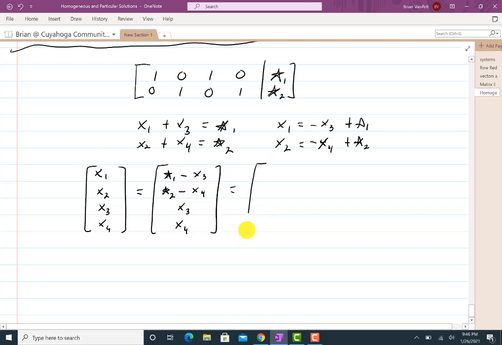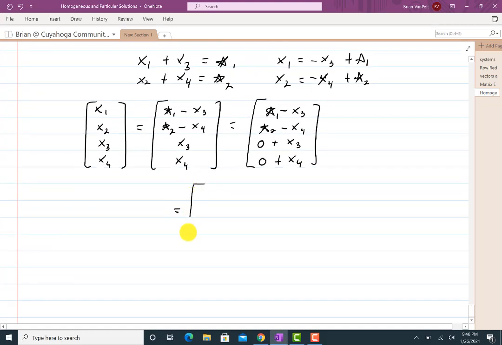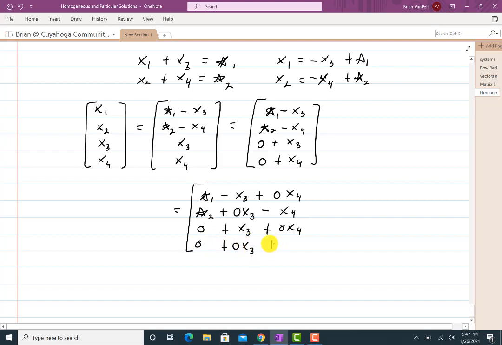And what I can do is the following. I want to leave star 1 as it is, star 2 minus x4, and then 0 minus x3 and 0 plus x4. Now let me continue writing this. I'm belaboring a point, probably far too much. The first entry I can do as star 1 minus x3 plus 0 x4. The second one I can do star 2 plus 0 x3 minus x4. Then I can do 0 plus x3 plus 0 x4. And the last one I can do 0 plus 0 x3 plus x4.